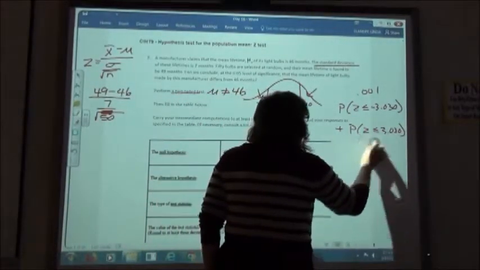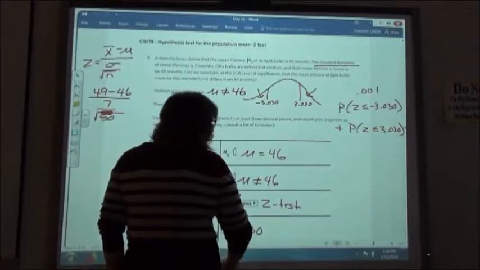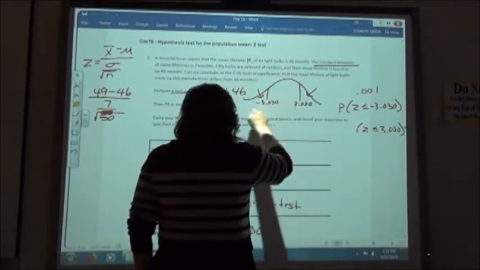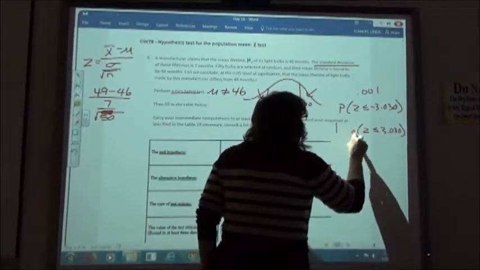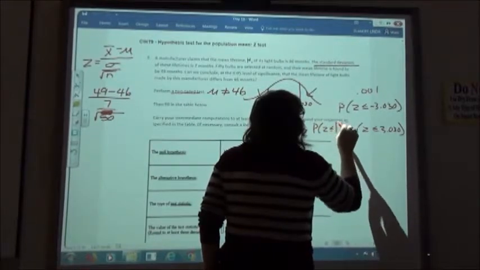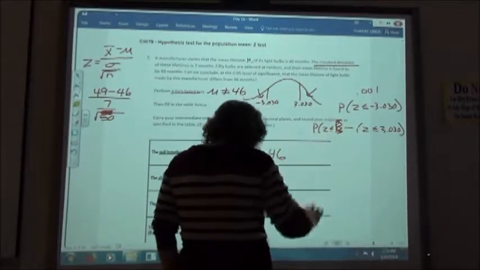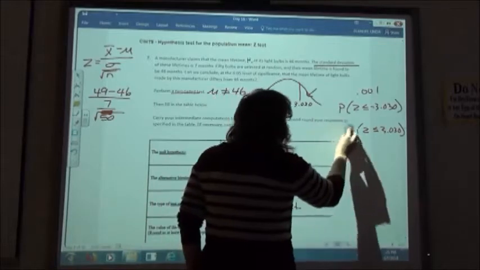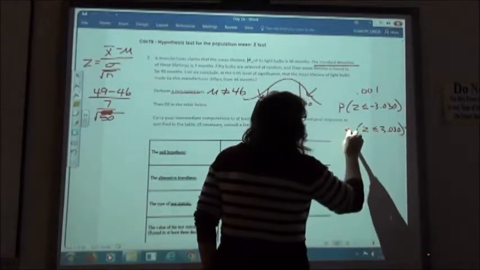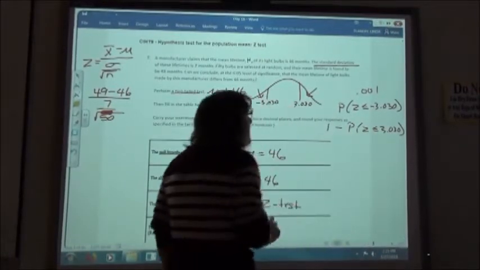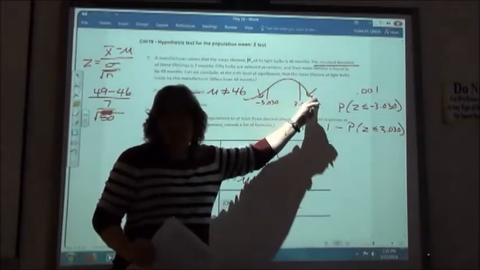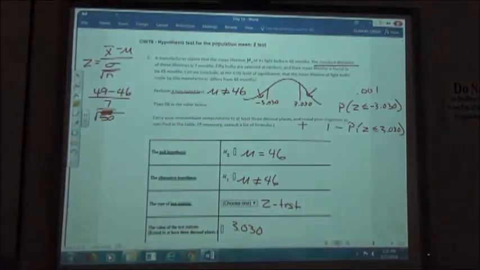Ignore me because I messed up again. I'm doing all of that. I've got to do 1 minus that. P of Z. I should get the same number. That's what I should get. This was this. P of Z, 1 minus that. If this is 0.001, then this side should also be 0.001. That's what I'm trying to say.